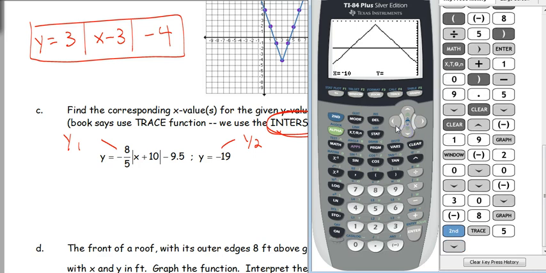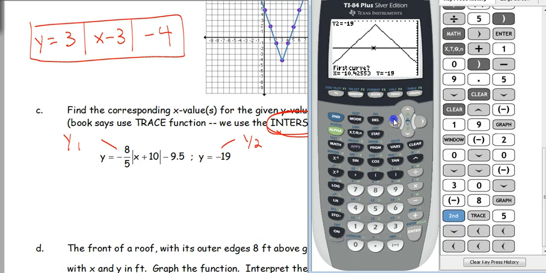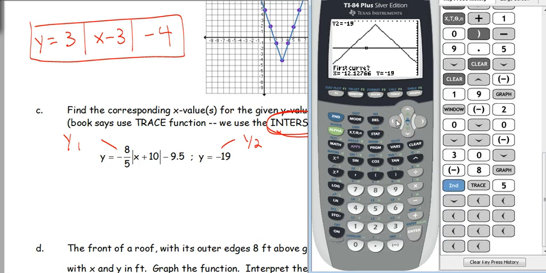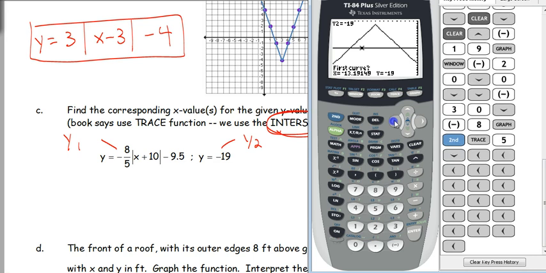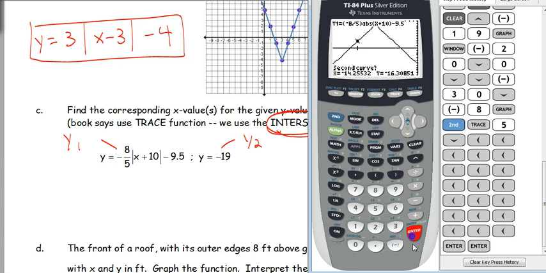I hit down to get onto the horizontal line and move closer to the intersection point that I want. And then you have to hit enter 3 times. 1, 2, 3. And there it is. My x value is negative 15.938. Negative 15.938.